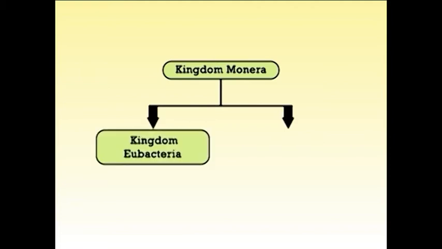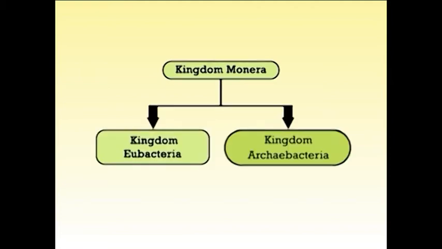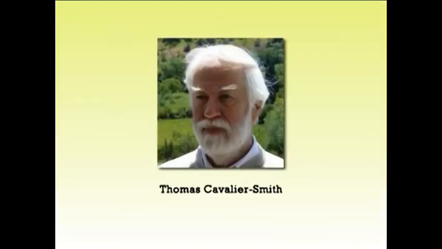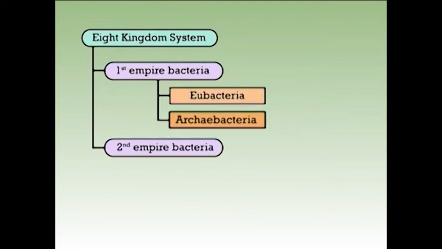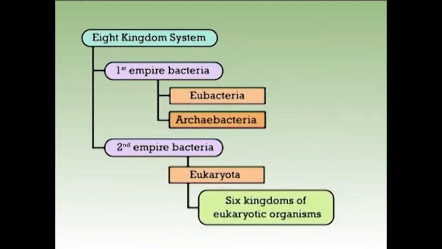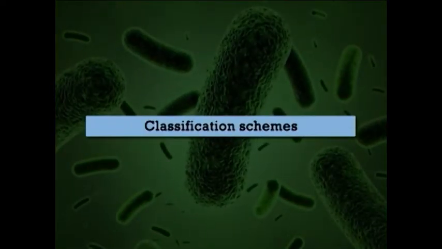Hence, the Six Kingdom classification was suggested. In this, Kingdom Monera is divided into two groups, the Eubacteria and the Archaebacteria, and the rest remain the same. Later on, Cavalier-Smith proposed the Eight Kingdom system. He divides life into two empires with 8 kingdoms. The first empire, Bacteria, contains Eubacteria and Archaebacteria, and the second empire, Eukaryota, contains the 6 kingdoms of eukaryotic organisms. So we'll see the different classification schemes now.